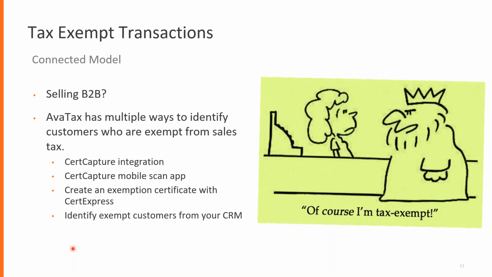There's also an application that you can leverage during the checkout process where the customer doesn't happen to have the exemption certificate on hand for them to take a photo of. They can dynamically generate an exemption certificate through a website application, web app, and link that to their customer record account. Once the certificate is linked to a customer account within CertCapture, that customer's information is synchronized to Avatax, and then Avatax can identify the customer who's exempt.